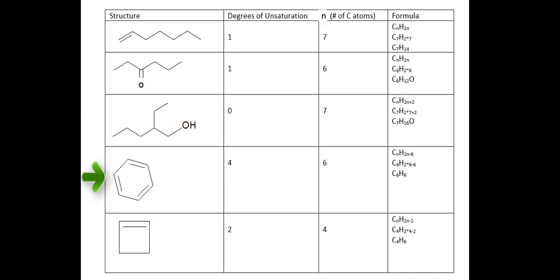The fourth example has 4 degrees of unsaturation. They include the ring structure as 1 and the 3 double bonds. There are 6 carbons, and we substitute 6 in for n into CnH2n minus 6, and we end up with C6H6. And finally, we have 2 degrees of unsaturation in this last example, 4 carbons, and so we use the formula CnH2n minus 2 and end up with C4H6.